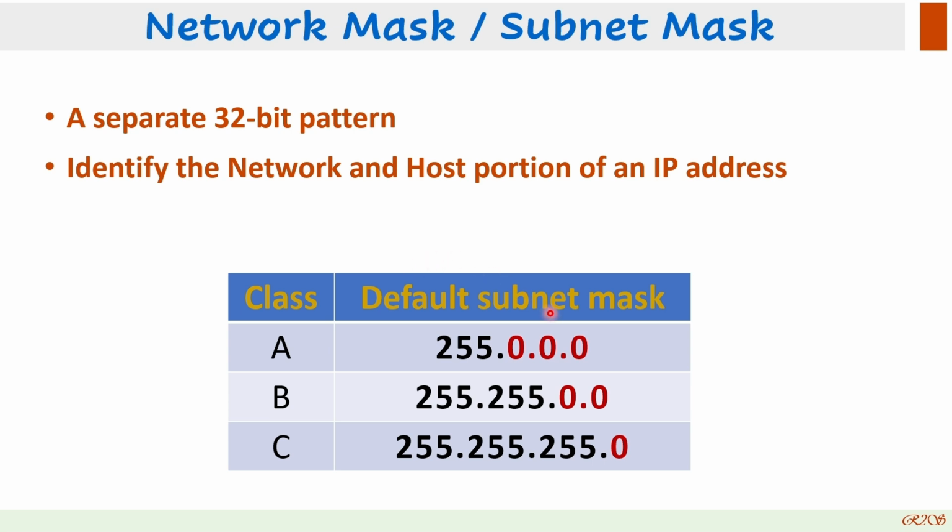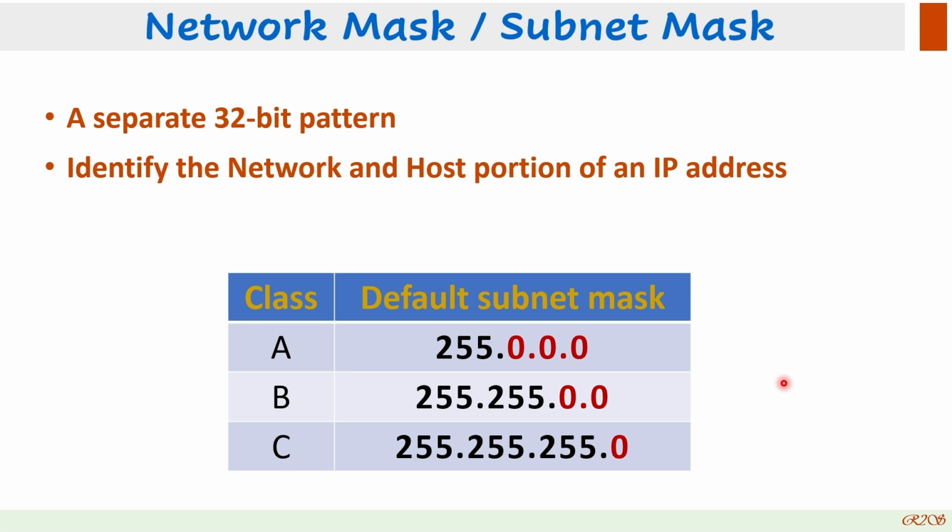So the default subnet mask for class A is 255.0.0.0. The default subnet mask for class B is 255.255.0.0 and the default subnet mask for class C is 255.255.255.0. And I will show you by using a small lab how the default subnet mask works in computer communication networks.